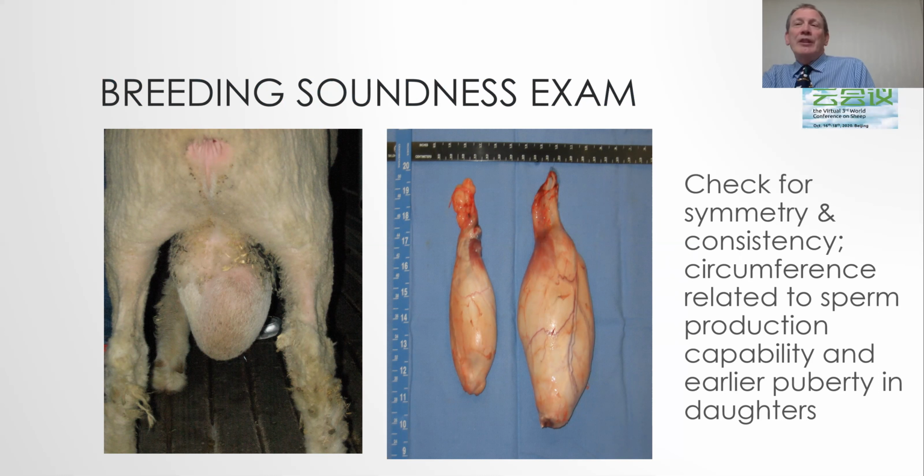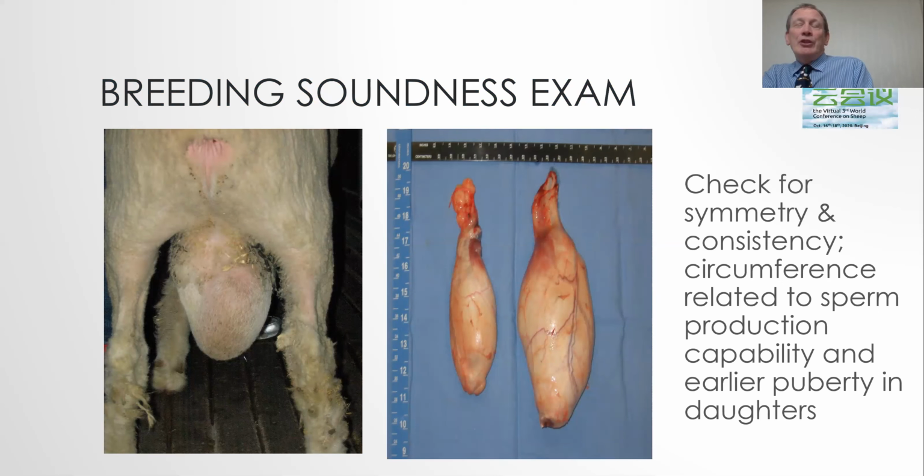So it's really important during this breeding soundness exam to check for the symmetry between the left and the right testis. Go ahead and palpate and feel for the consistency. One of the things that I always like to do is make a fist and then squeeze my forearm muscle. And it's firm, but yet has a little bit of give. And that's what a normal healthy testis will feel like around the time of the start of the breeding season.